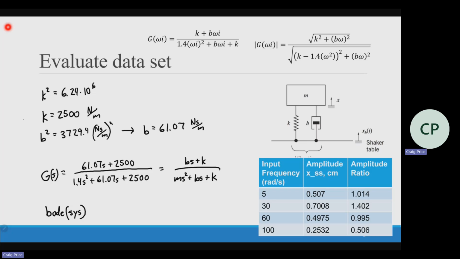Okay, so you put it in brackets. You put bracket 61.07 space 2,500. That would be your numerator.